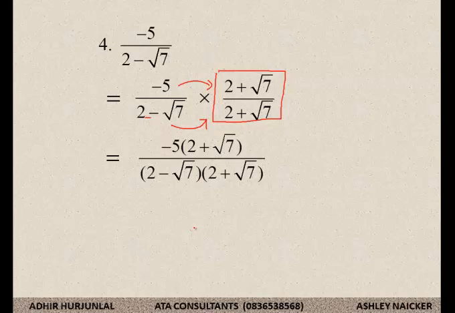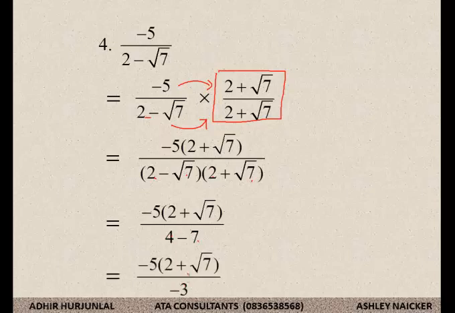Right. From that step, we said simplify the denominator. The numerator you can leave as so, just to ensure that maybe something will cancel off. 2 times 2 is 4. That times that is minus 7. And your final answer is minus 5 into 2 plus root 7 over minus 3. Correct. 6 more to go, guys.